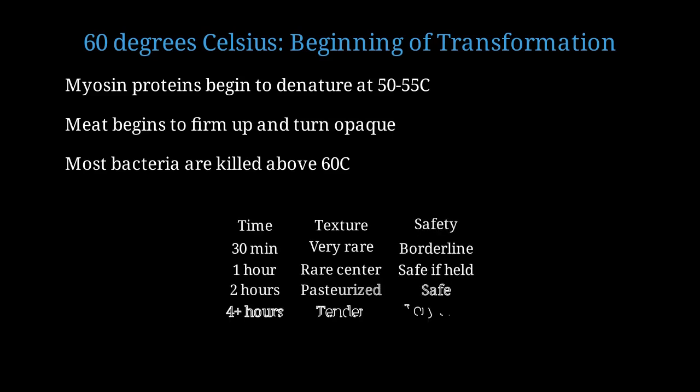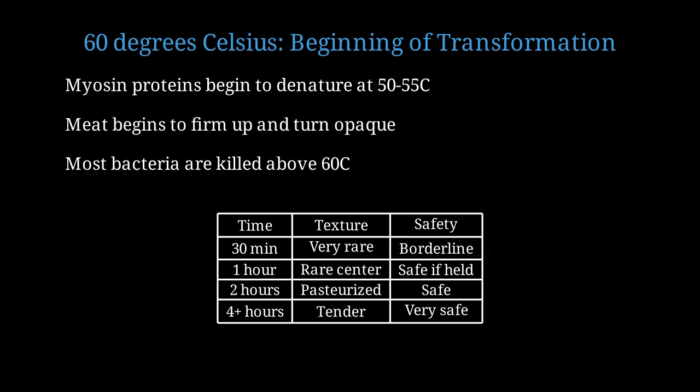This table shows how time at 60 degrees affects meat. Shorter times give a very rare texture. Longer times allow pasteurization, where the combination of time and temperature kills bacteria.